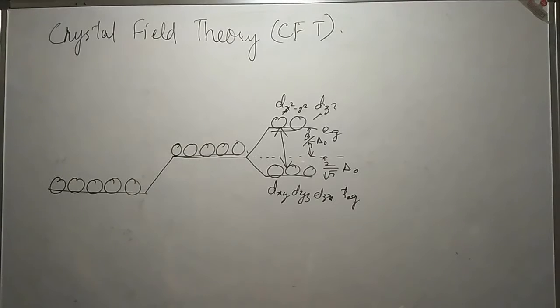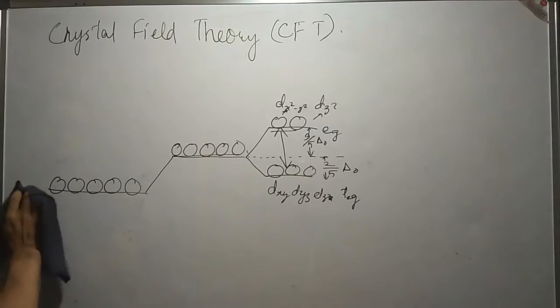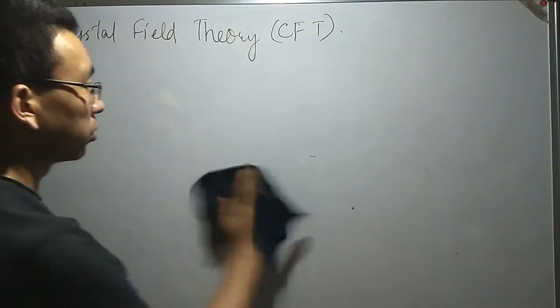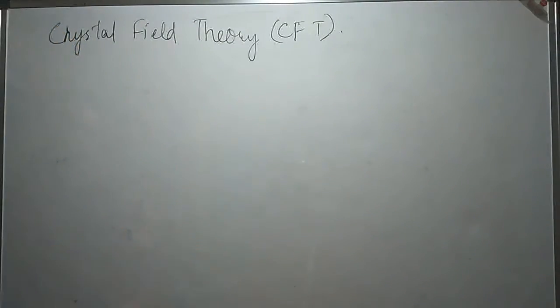Okay, this is the energy for Eg and T2g set. The next one will be, let's study about the octahedral complex, how we got this splitting of the d orbital, where Eg is on top and T2g having lower energy compared to Eg.